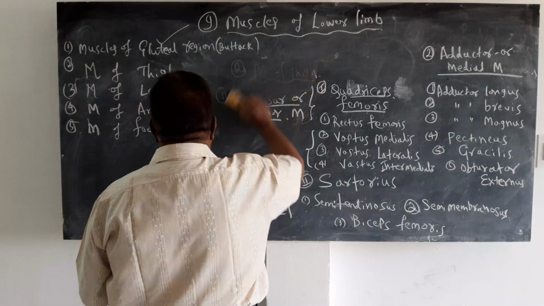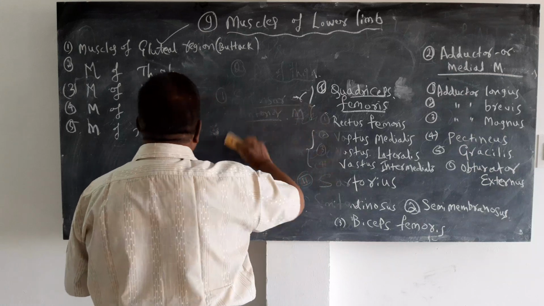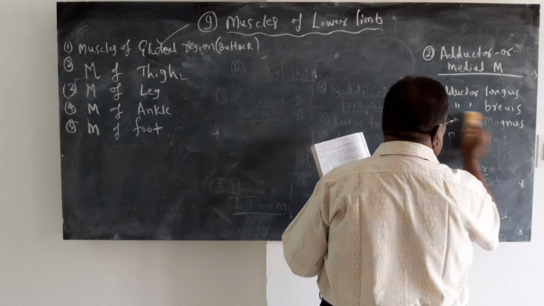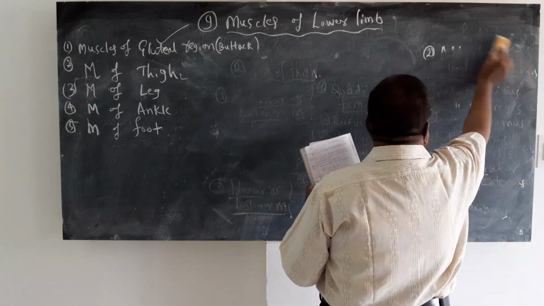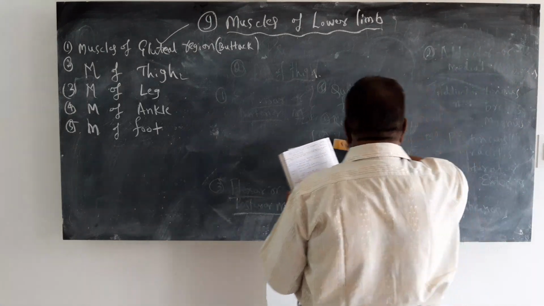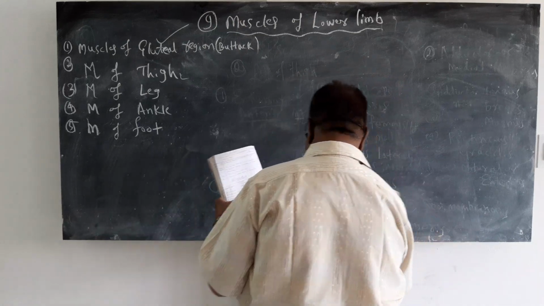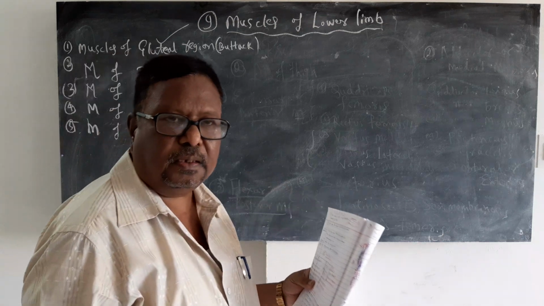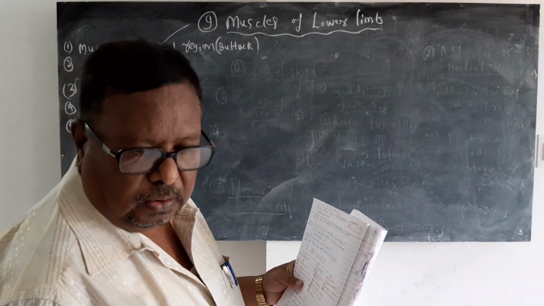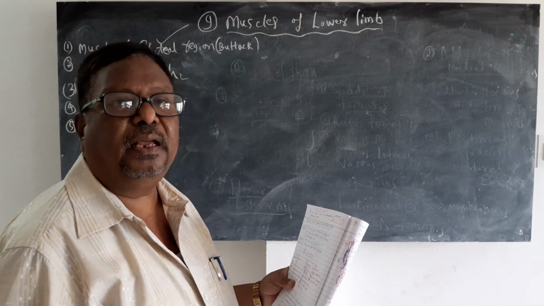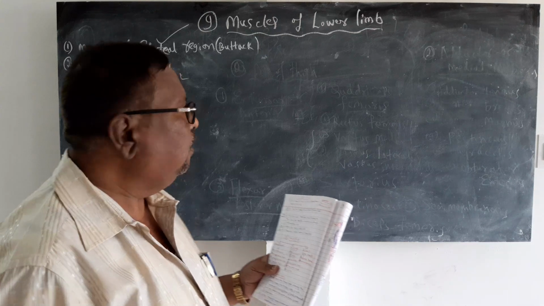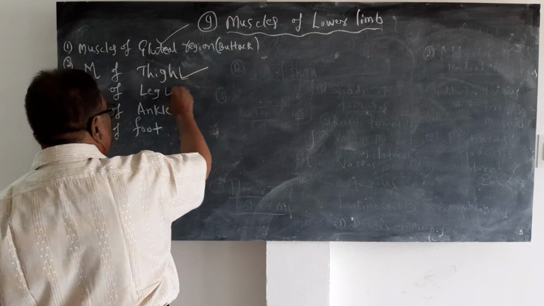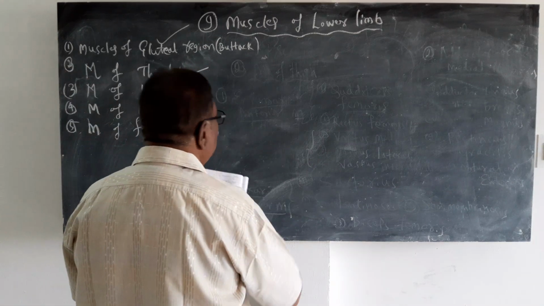Now coming to the muscles of the leg region. The names of the muscles are very important. I have already told you. Students, please go through the names of the muscles, their origin, their insertion and their action. These are very important. Now coming to the third one. Thigh is over. Leg region. Muscles of leg.